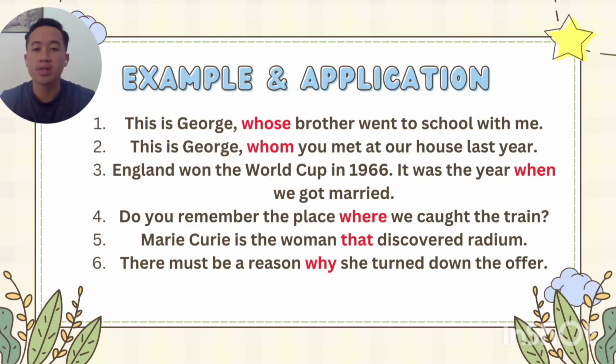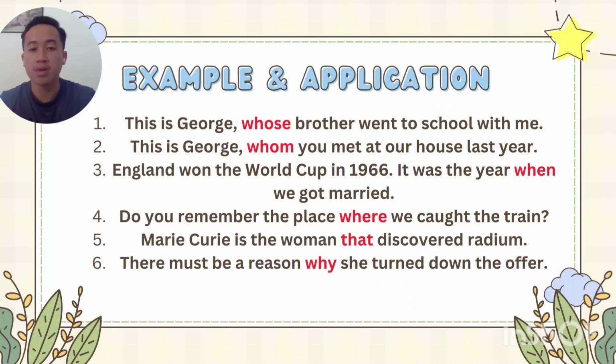My part is about to explain the examples and applications when using the relative clause. So, there are a few examples and applications of using the relative clause. The first sentence is, Josh whose brother went to school with me. And the second is, Josh whom you met at our house last year. So whose and whom are preferable to talk about people. Using them when we have a person or a person's name is suitable.